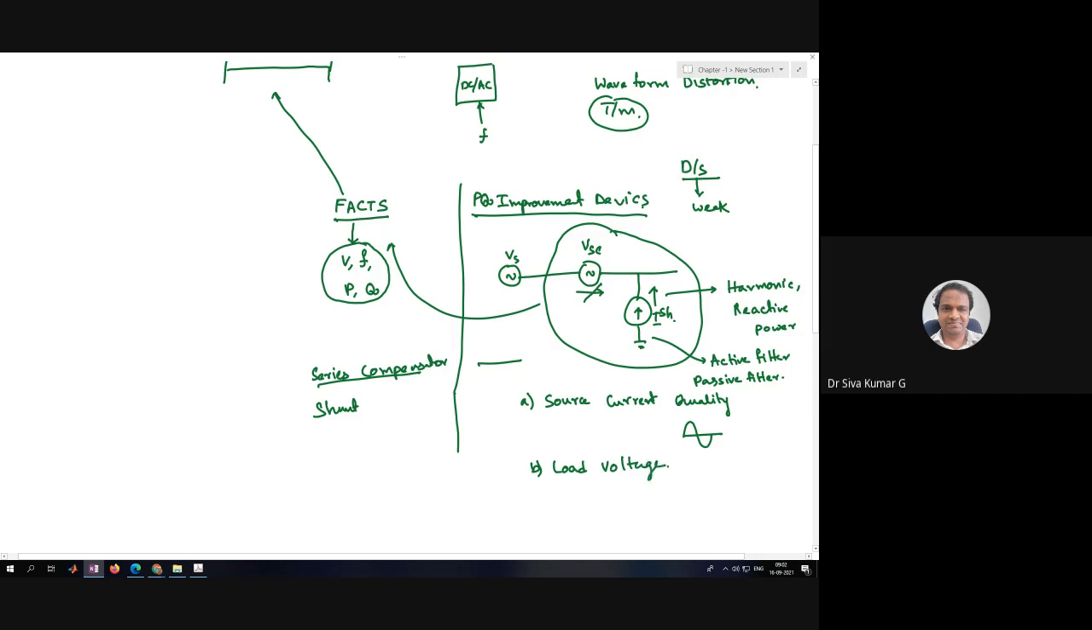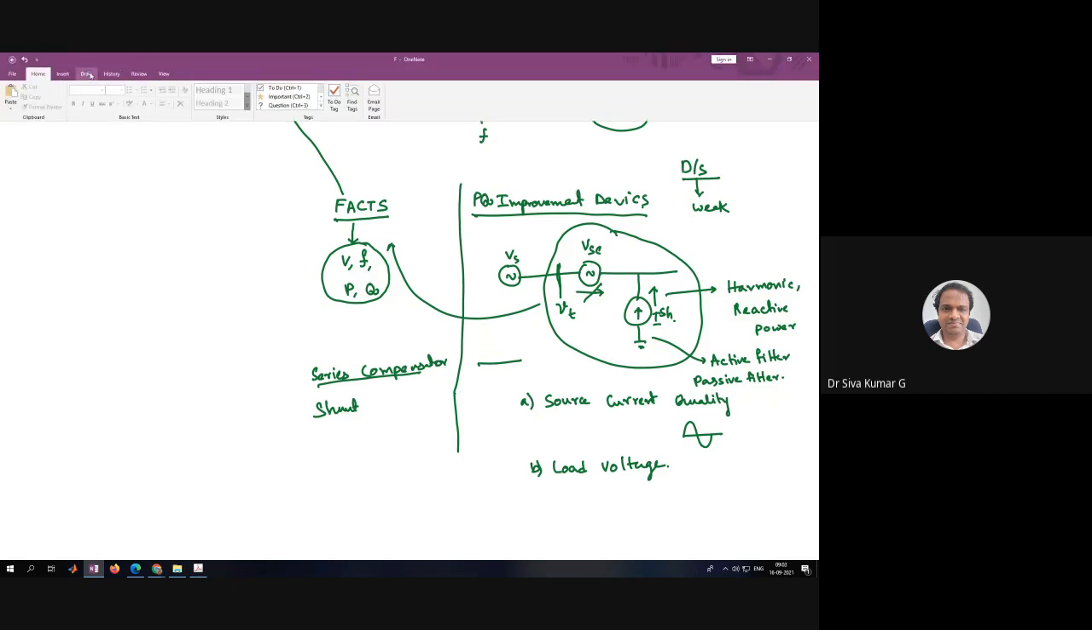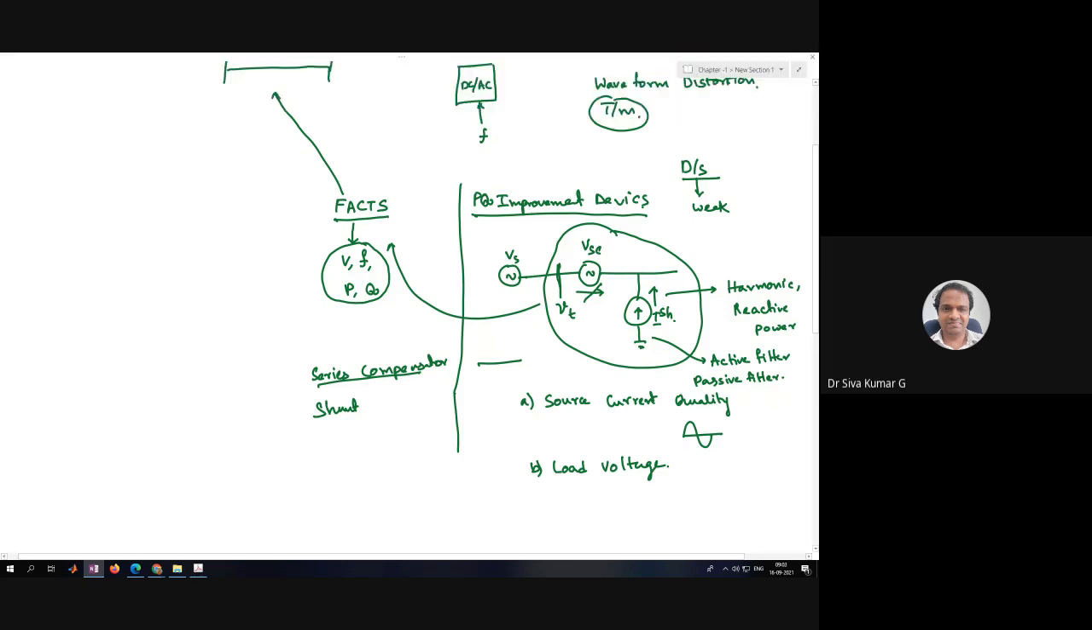If there are any deviations at this particular point, look at this terminal voltage. There is a feeder impedance and an inductance. If this terminal voltage changes, then we use a device, a power quality improvement device, to improve this particular voltage. This is the load voltage.